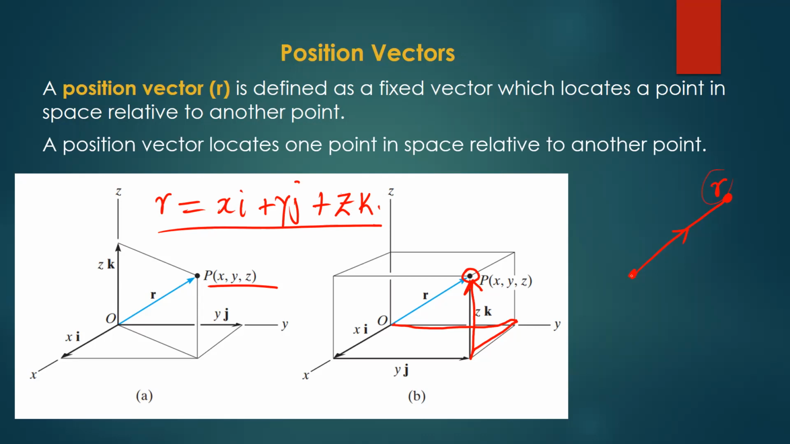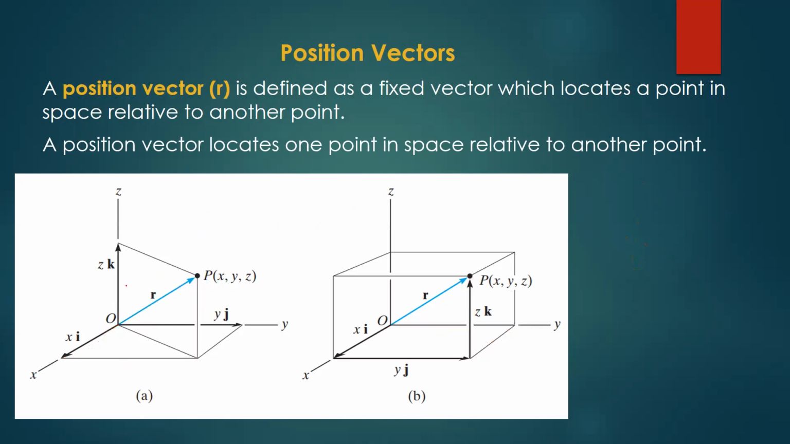So you can either first move like this and then go that way to locate this point, or you can go this way and like that. You still get the same answer. Even here, you can first go this side, then go like that, and you locate that point. So this fixed vector, which locates this point in space, is what we call the position vector. All right, let's quickly move on.